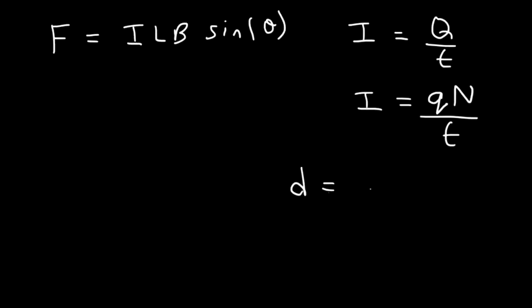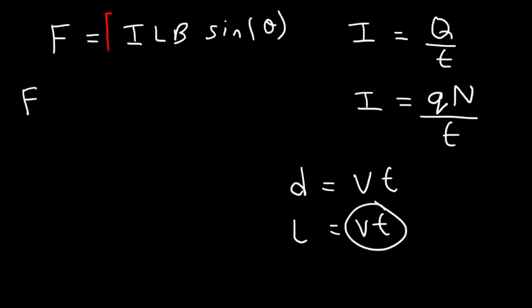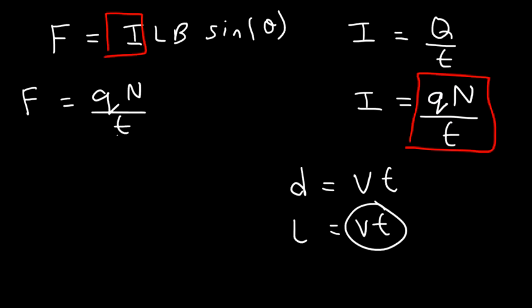Now, distance is equal to the speed multiplied by the time. And length could be thought of as distance. They're both measured in meters. So we can replace L with Vt. So let's replace I with Qn over T, and let's replace L with Vt. So we can cancel T.